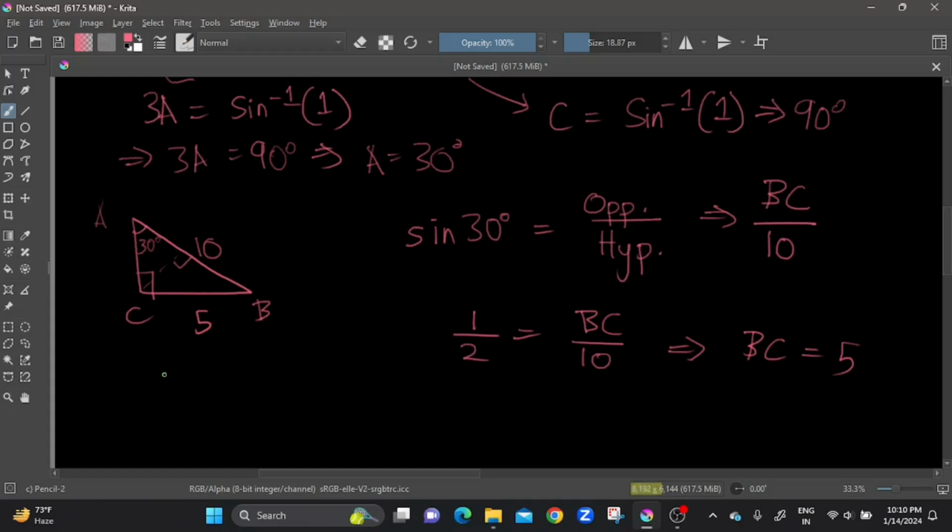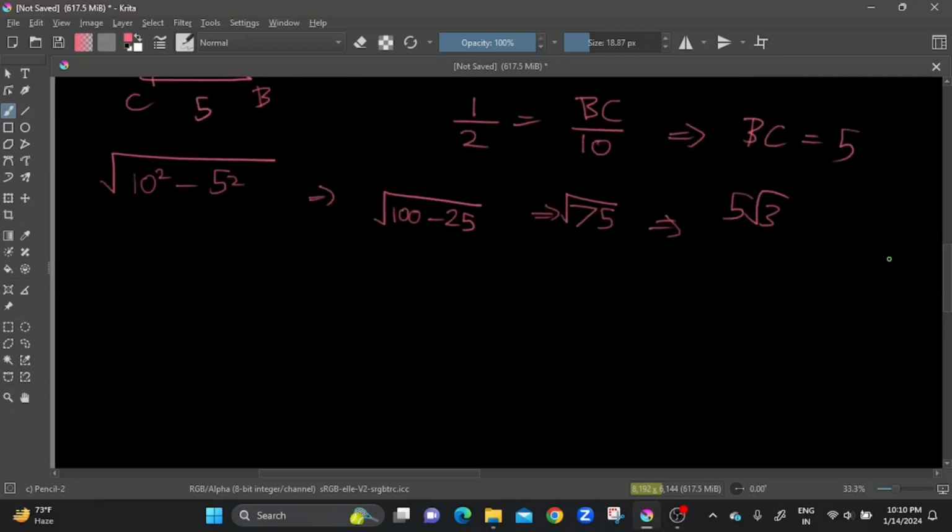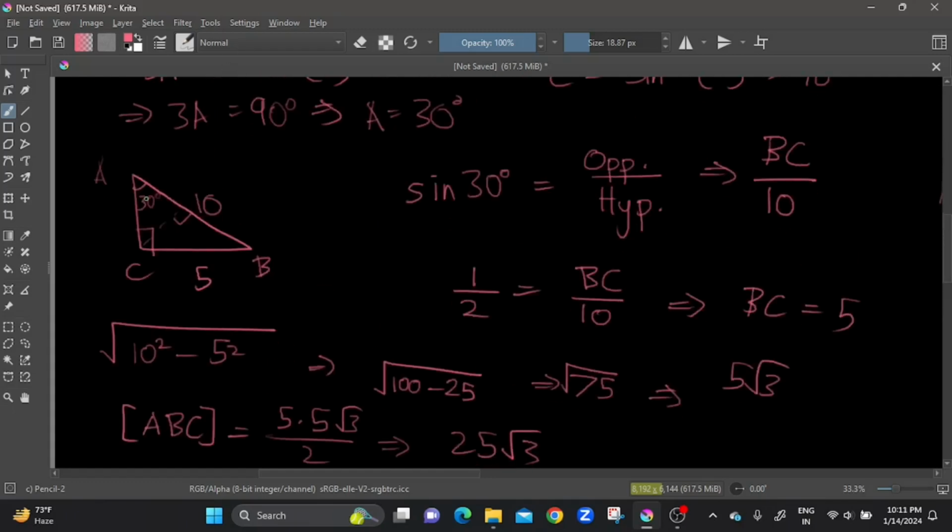Now using the Pythagorean theorem, we can figure out the length of AC as well. So it's going to be 10 square minus 5 square, or basically 100 minus 25, which is 75, root 75, which is the same as 5 root 3 units, right? And the area of triangle ABC is going to be 5 times 5 root 3, base into height by 2, or 25 root 3 by 2, right?